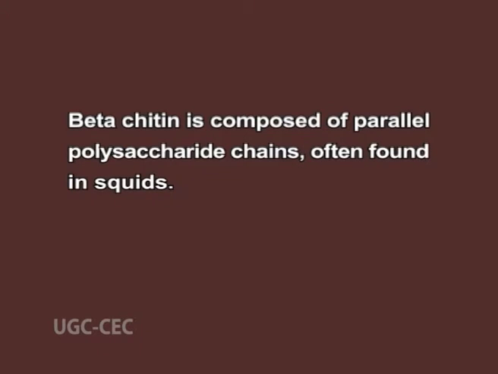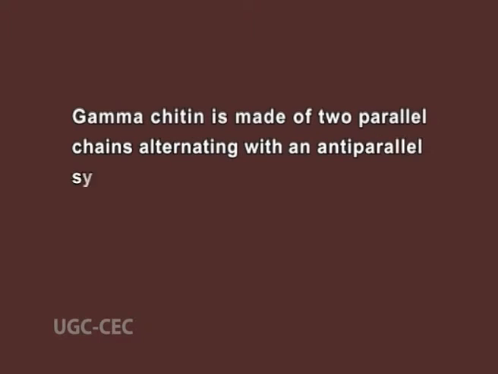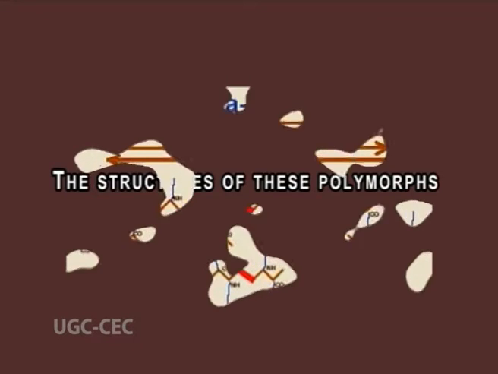Beta chitin, another polymorph, is composed of parallel polysaccharide chains, often found in squids. Gamma chitin can be considered as a mixture of alpha and beta chitin. It is made of two parallel chains alternating with an antiparallel strand, found in some types of fungi. The structures of these polymorphs are shown in the figures.